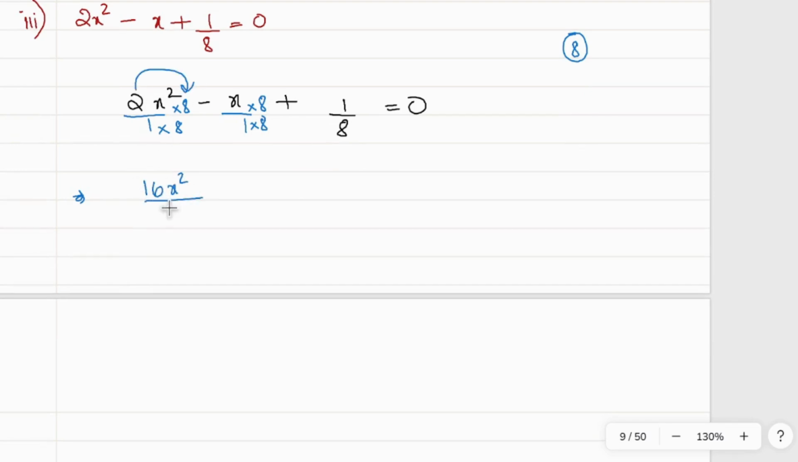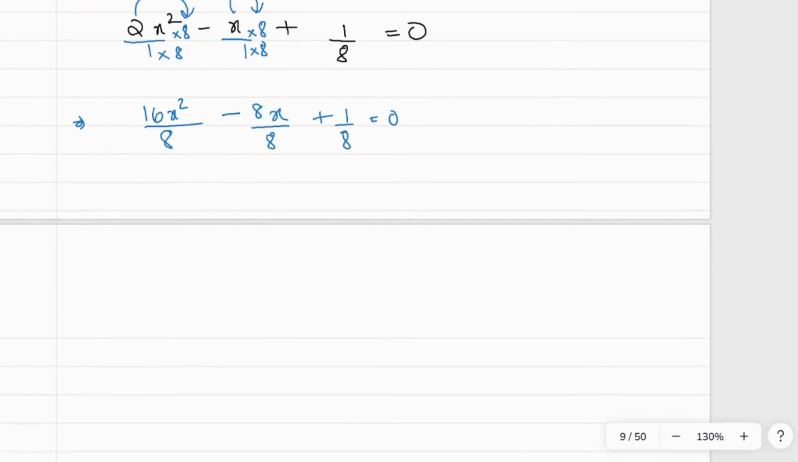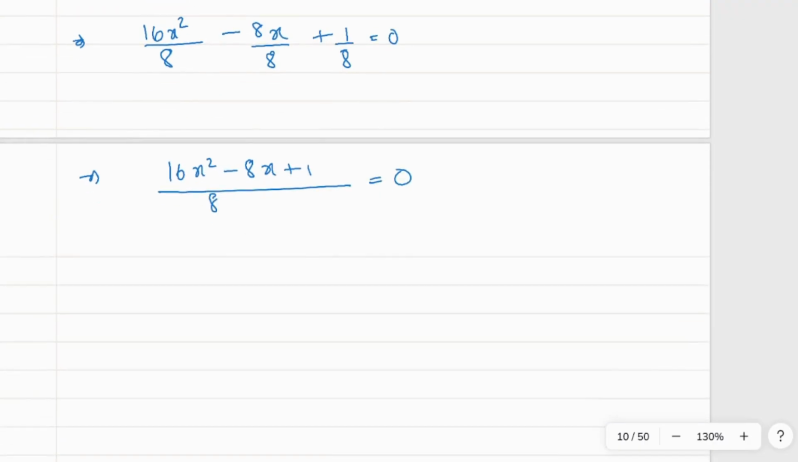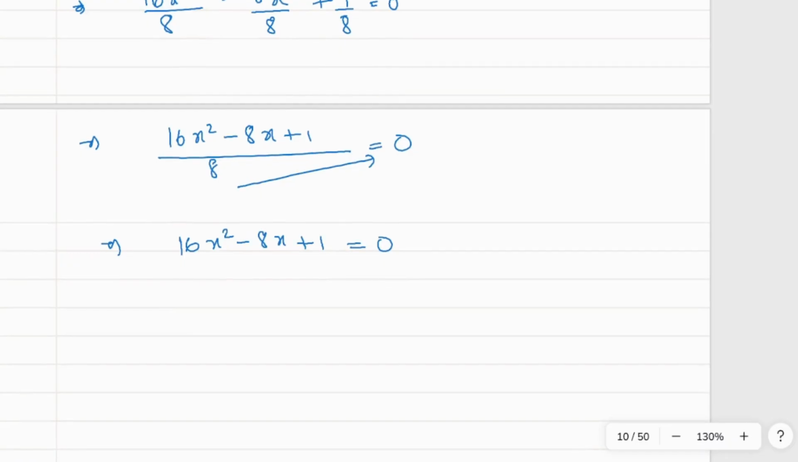16x square divided by 8 into 1 is 1 by 8, minus x into 8 is 8x divided by 8, plus 1 by 8 equal to 0. So 16x square by 8 minus 8x by 8 plus 1 by 8 equal to 0. Here we can take 8 as a common number, that is 16x square minus 8x plus 1 equal to 0. This 8 when multiplied with 0 gives 0. That is 16x square minus 8x plus 1 equal to 0. Now you need to find the product and the sum.